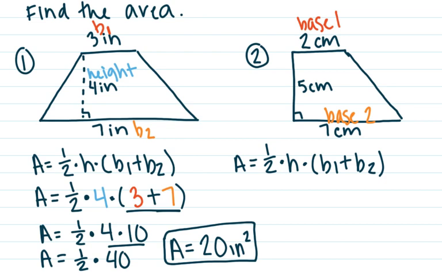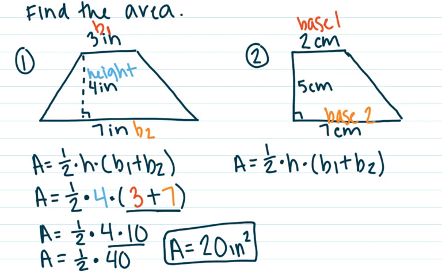I just call the little one base 1, or the one on top base 1, and the one on bottom base 2, just because that's the order that I mess with them. But honestly, either one of them could be base 1 or base 2. That doesn't matter so much because you're just adding them together.